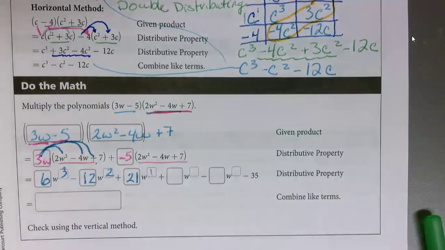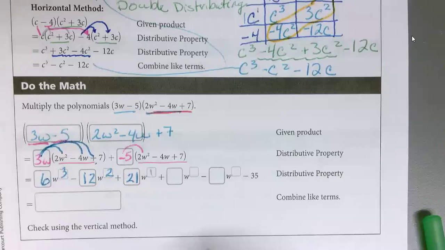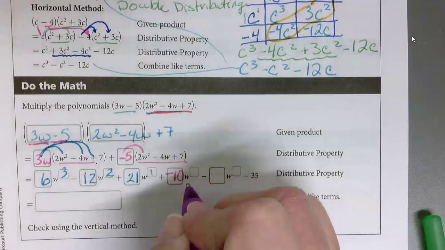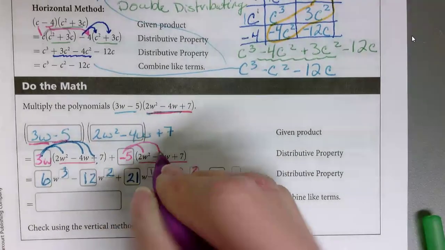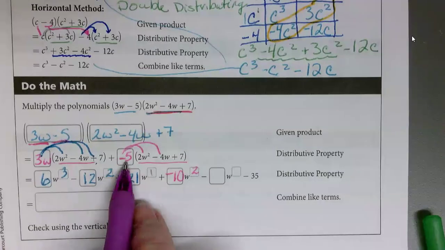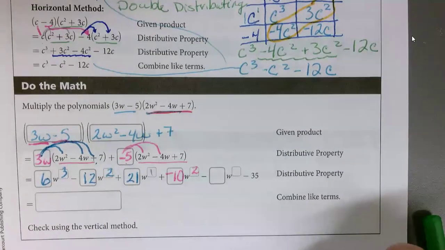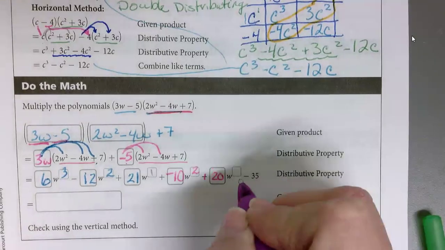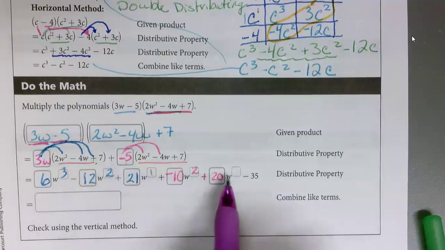Now I'm on to the 5s, right? So let's do this. Negative 5 times 2w squared. Negative 5 times 2 is going to be negative 10w squared. Then negative 5 times negative 4w. Negative 5 times negative 4 is going to be a positive 20, and then just w. And then negative 5 times 7 is negative 35.